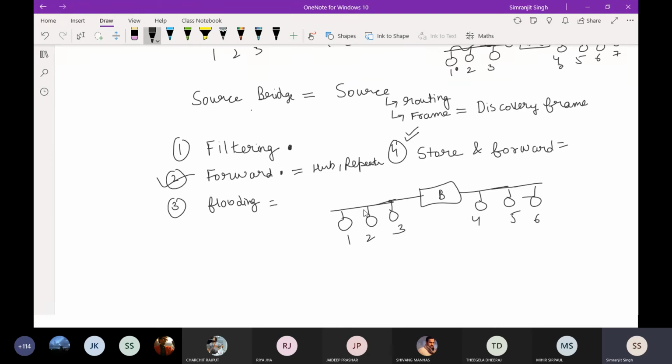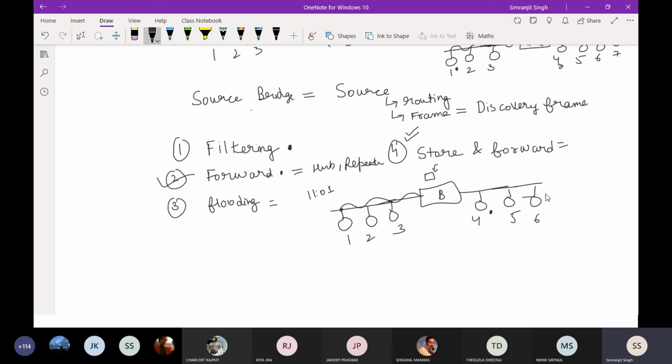Now store and forward means that suppose this particular station is sending a message to station 4. The bridge has the capability to store this frame inside it. It has a particular memory, so that memory can store a frame. Suppose at 11:01 this particular station sends a message to station 4.